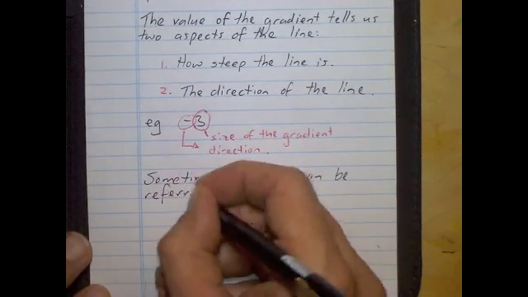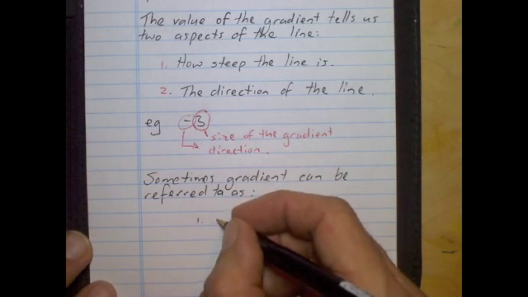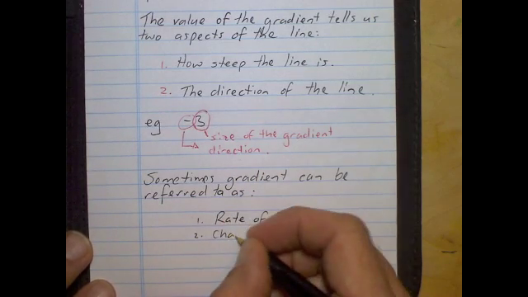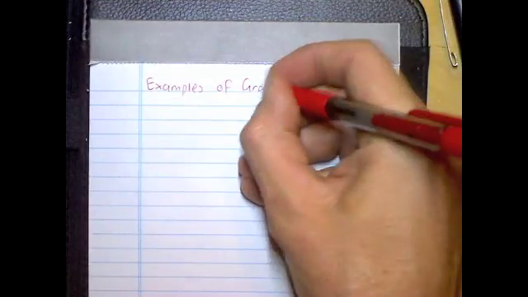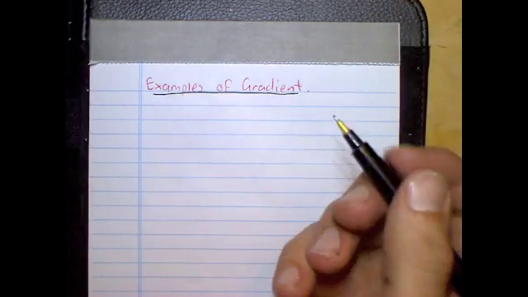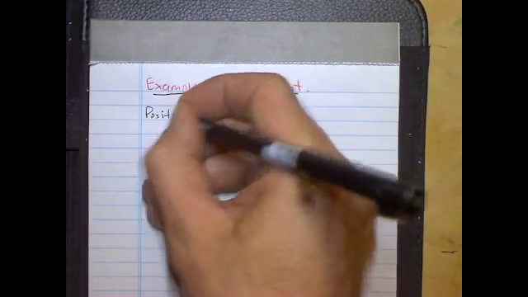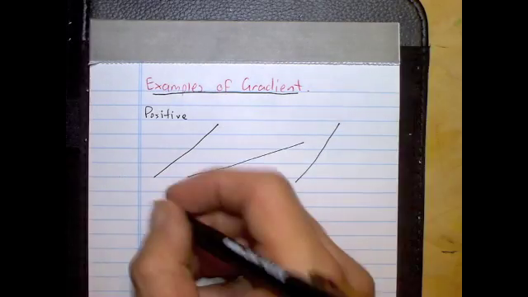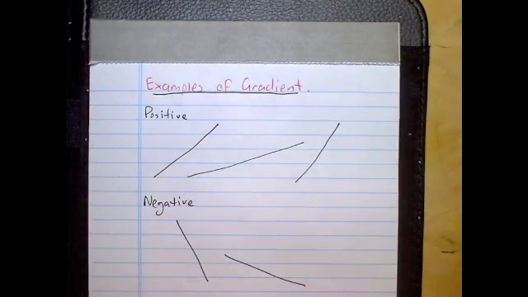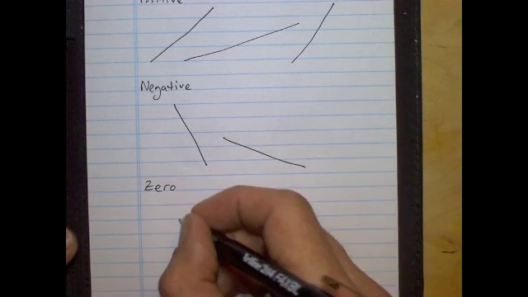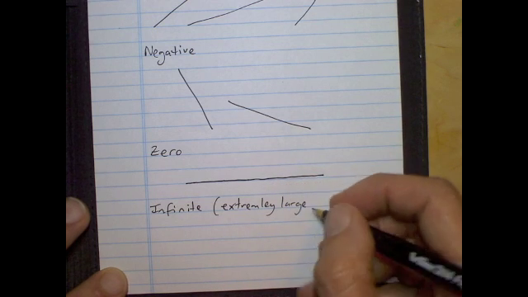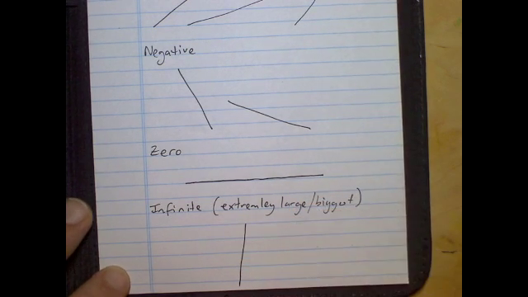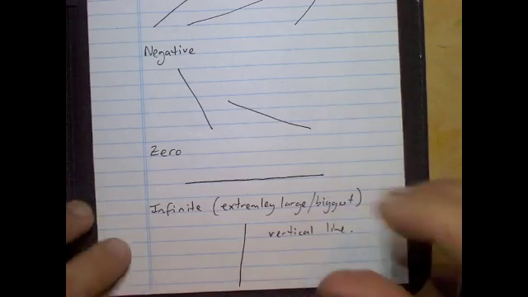So sometimes gradient can be referred to as rate of change, or simply the change in y over the change in x. Let's look at some examples of gradient. We have the positive gradient, we have negative gradients, so look at the direction of those ones. We have a zero gradient, which means we have a horizontal line, and we have an infinite gradient, which is an extremely large, or the largest number we could have, and it's vertical. Clearly that's not vertical, but hey, we're not all perfect.